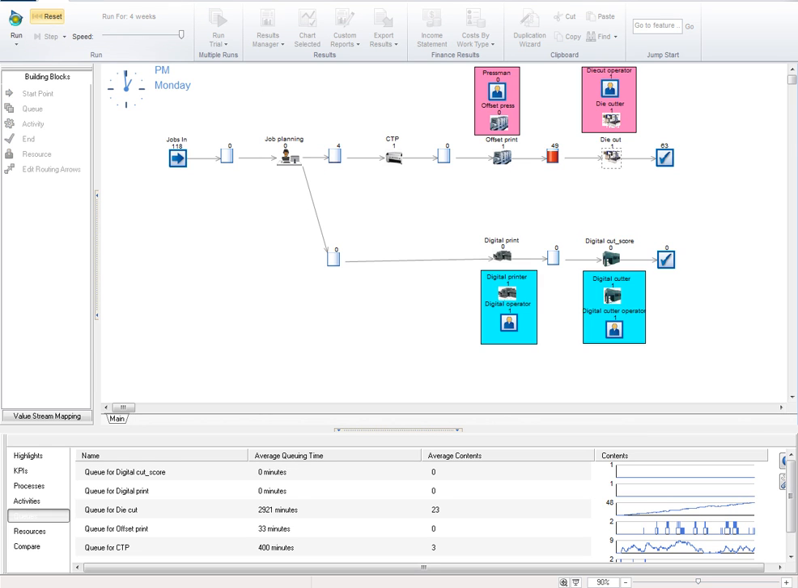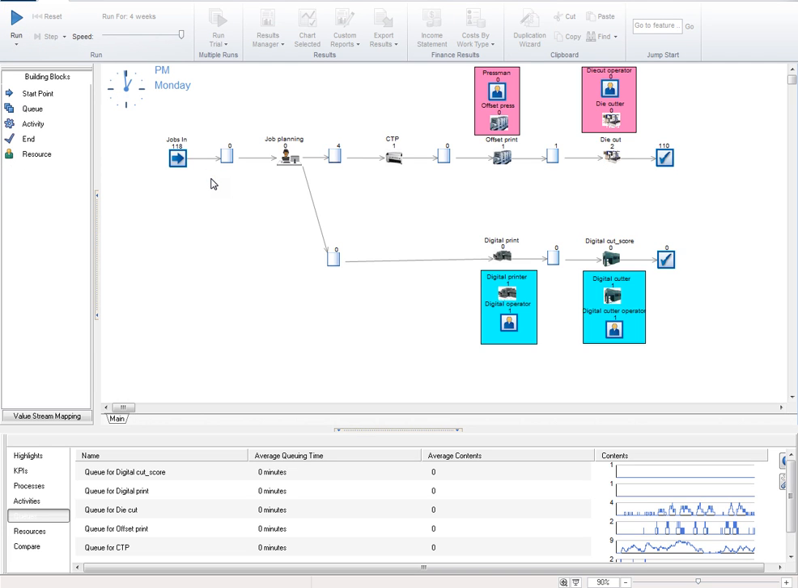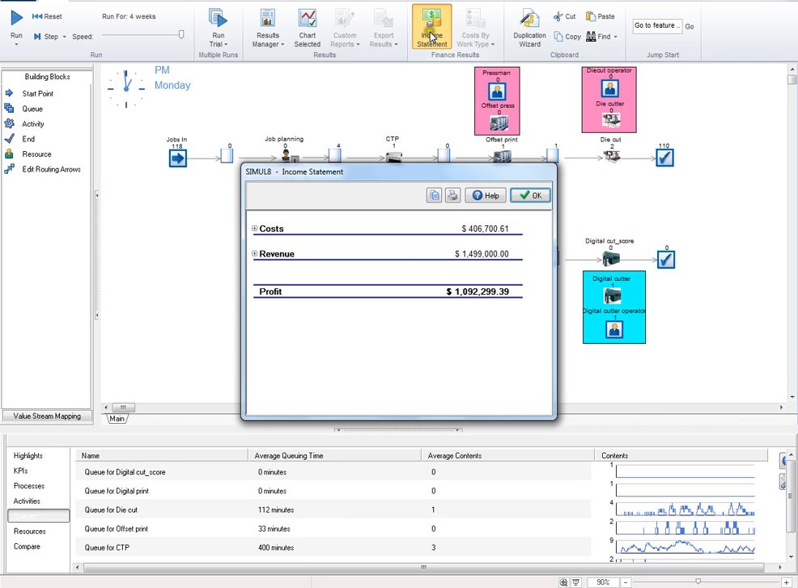I'll reset and rerun it again now. Now we've got 2 die cutters on the job, and we'll see how many jobs come out. 110 jobs come out here. The queue for die cutting looks like it goes up and down as the jobs come in at their random intervals, and the queuing time is down to 112 minutes. So if we look at the income statement here, now our profit has pretty much doubled to about $1 million or so based on the assumptions we've got built into the model.